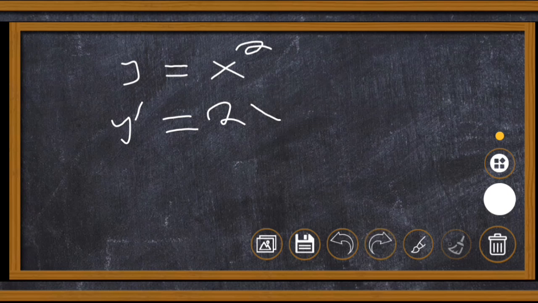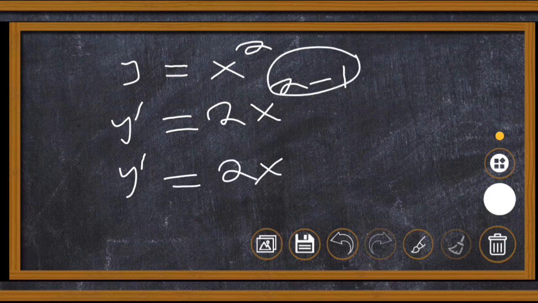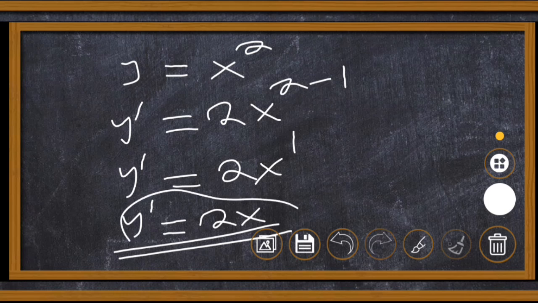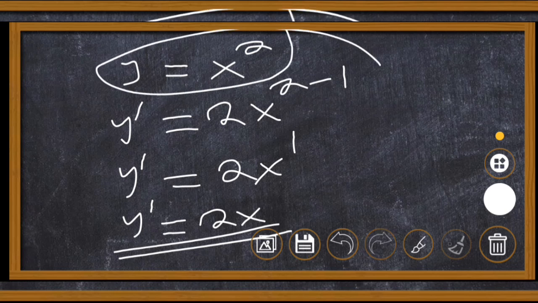Let me just write this properly. We're going to have 2 minus 1. And of course we know that y prime is going to be 2x, and then 2 minus 1 is simply 1. So in this case, finally this can be represented as y prime equals 2x, because any number or variable raised to power 1 is simply that same variable or number. So this is the differentiated expression of the given expression that we had here.